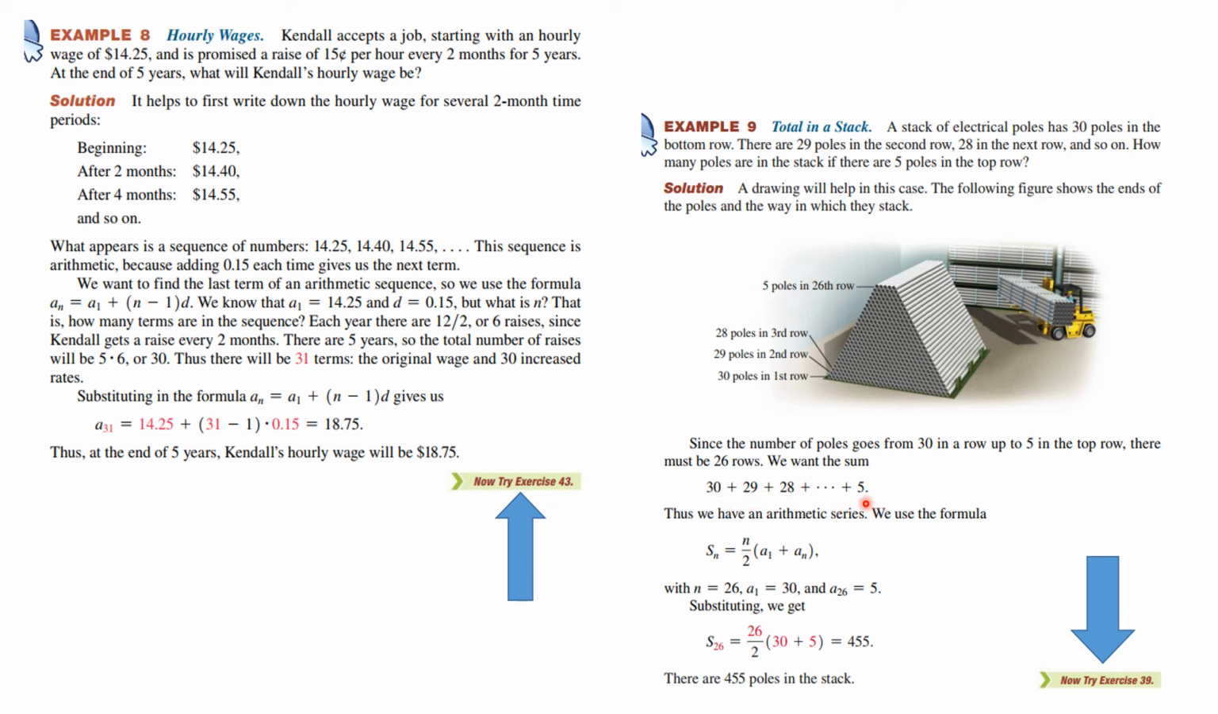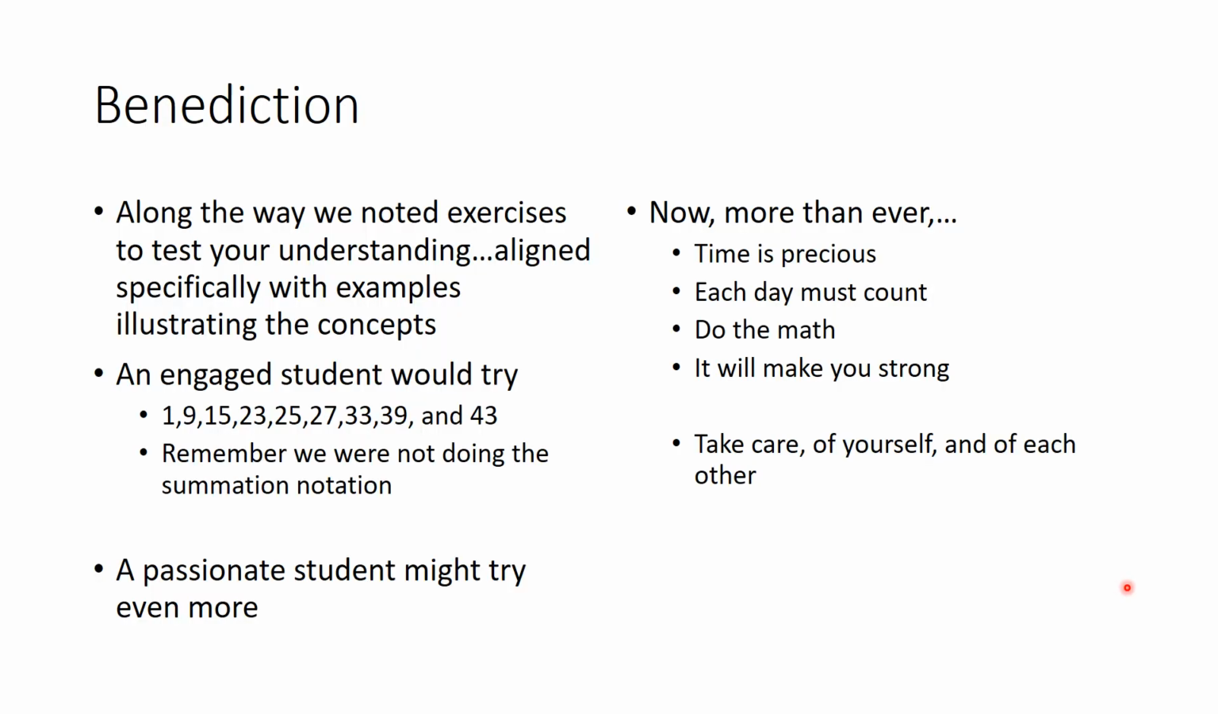Now it's important to realize that this is an arithmetic sequence. You start here and you go down, so D is minus 1. So we're going to use this formula, and we have to talk about how many terms we have. Going from here to here is going to be 26 terms. So n is 26 divided by 2. The first term is 30. The last term is 5. So S26 is 455 poles in the stack. And this is an example that you can use to test your understanding.